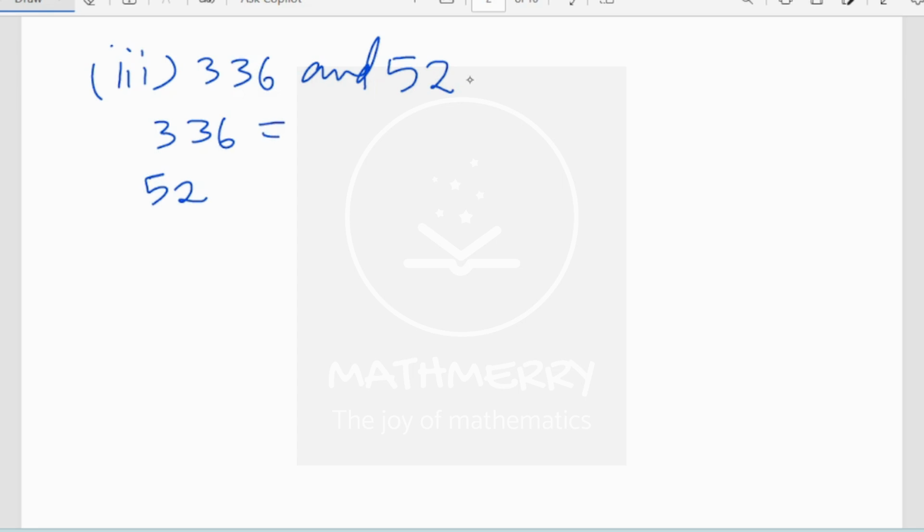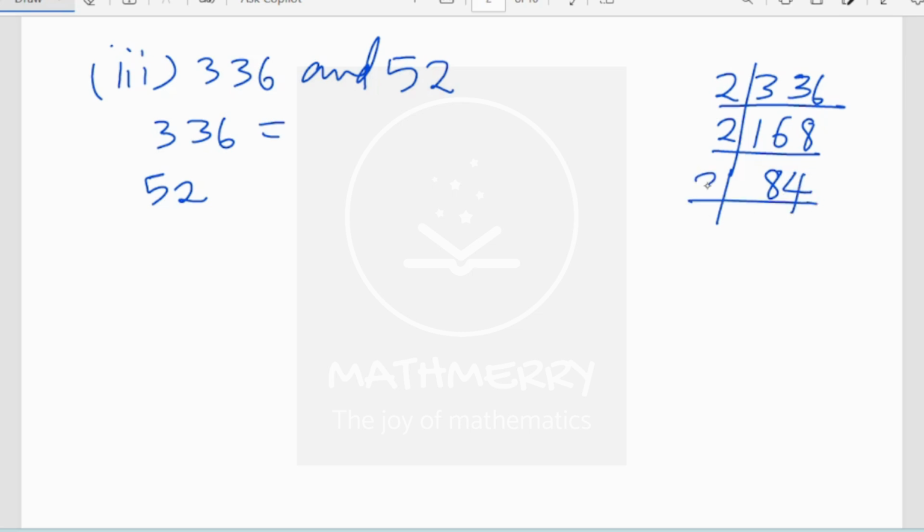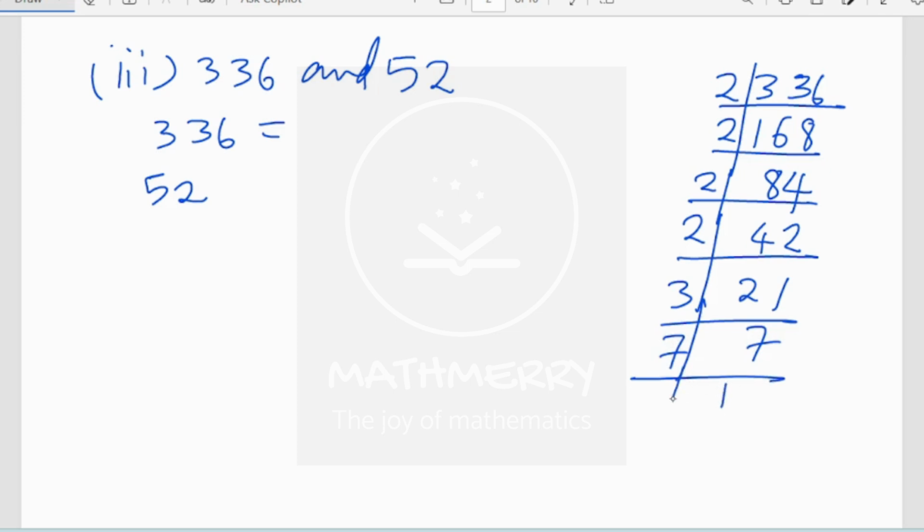So when we do the prime factorization of 336, if you can do it yourself, you will find out. So first we use 2. Okay, we will get 168. Again use 2. We will get 84. Again use 2. We will get 42. And again you can use 2. We will get 21. Now what we can use? We can use 3. So we will get 7. Now 7. Okay, it's 1. So that's the prime factorization. 2 into 2 into 2 into 2 into 3 into 7.